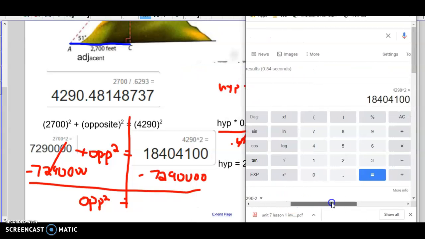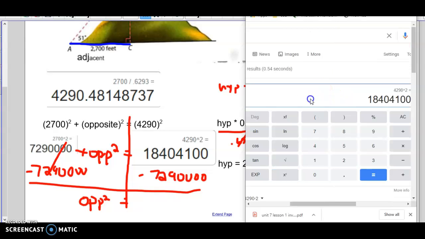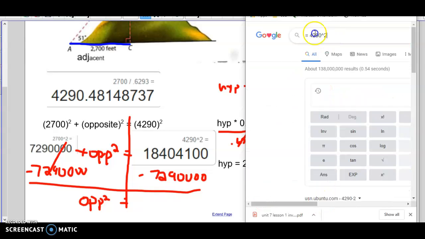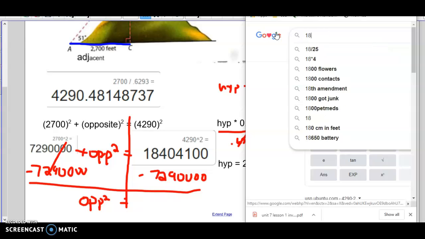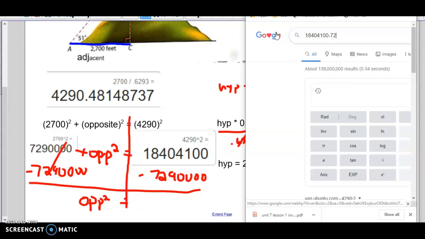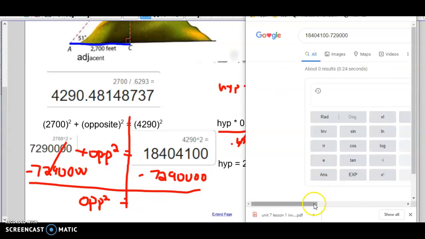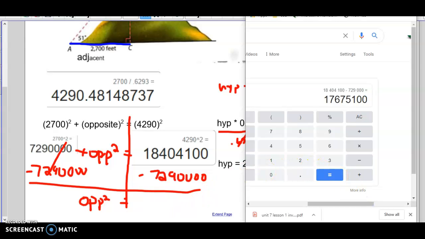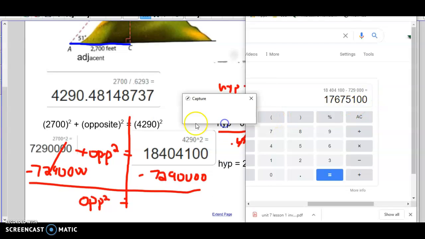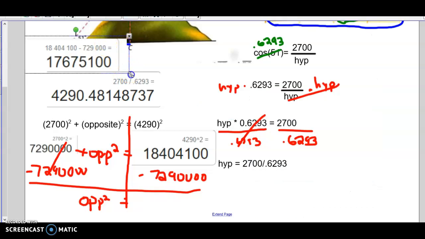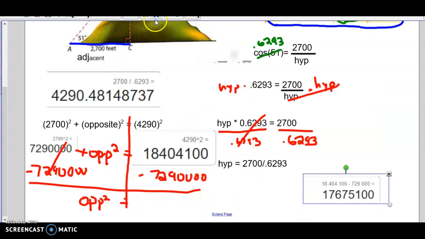Okay, let's just put our little calculator right here. Can I type it in here? That would be ideal, but I can't. Okay, so let's just type that in here. So we do 1,840,4100 minus 729,123. Okay, and we get a number answer. Look at that number. All right, so we subtract, we get that. Yeah, that's right.